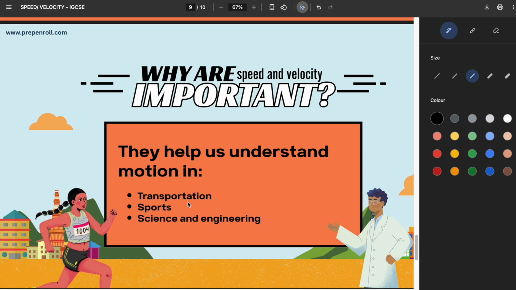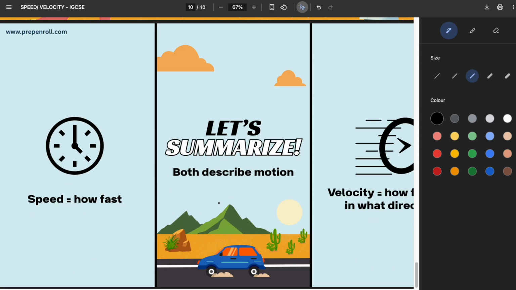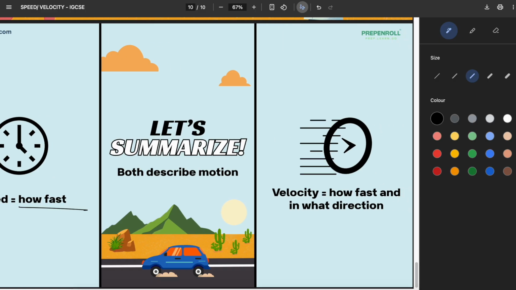Because it helps us in understanding transportation, sports, science and engineering. This does not mean that you have to remember it as per IGCSE, but it is a general thing. You must know why you are calculating the speed, why it is required to work with the numbers here. Okay, let's summarize. We already worked over that. Speed means how fast it moves, and velocity is going to give you how fast and in what direction. That is about speed and velocity.